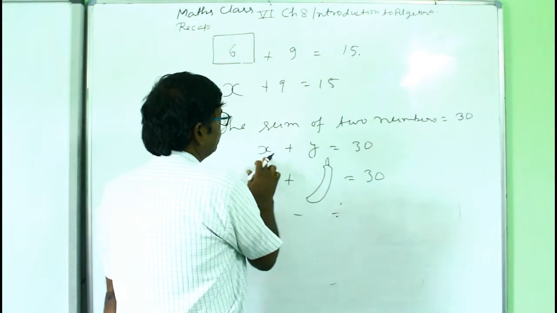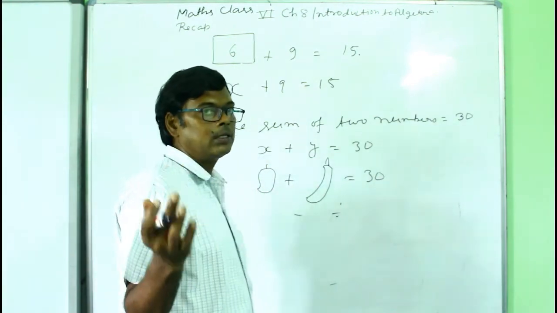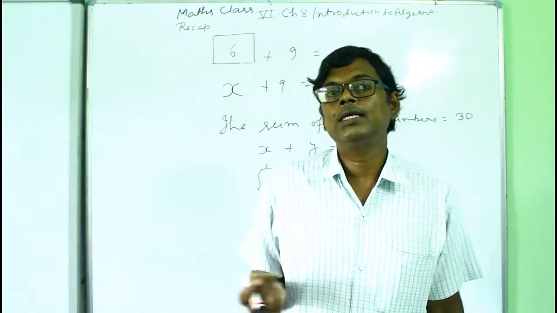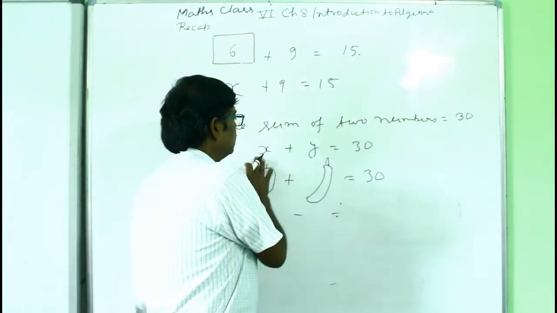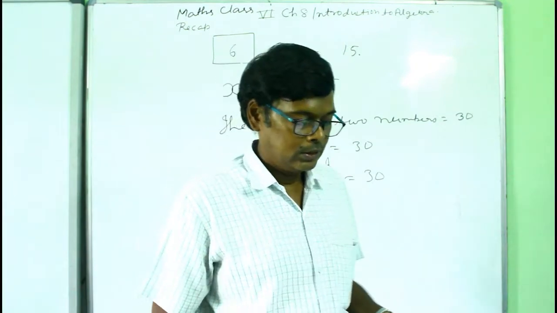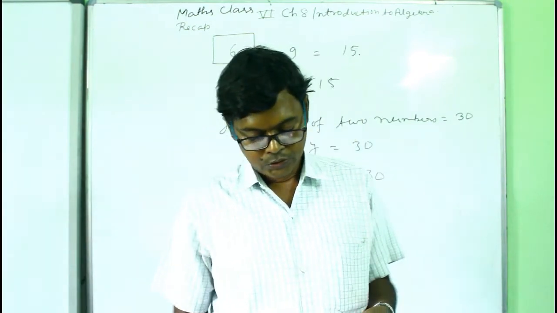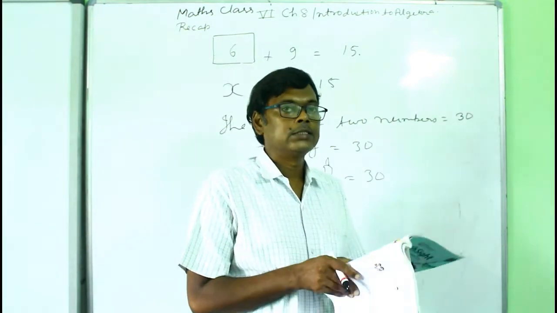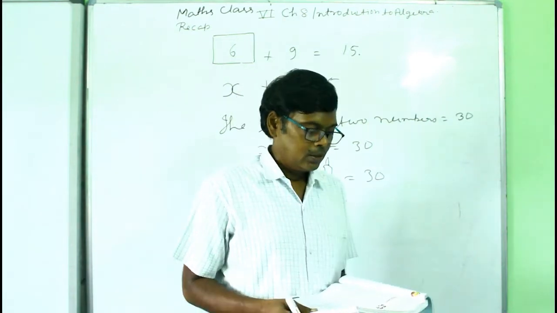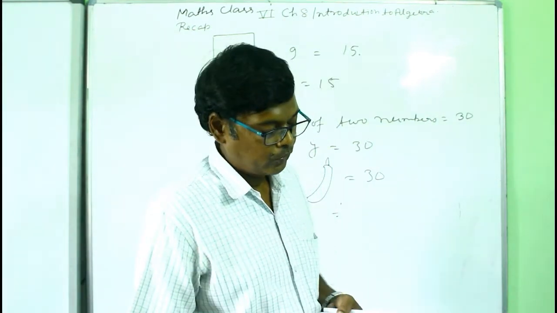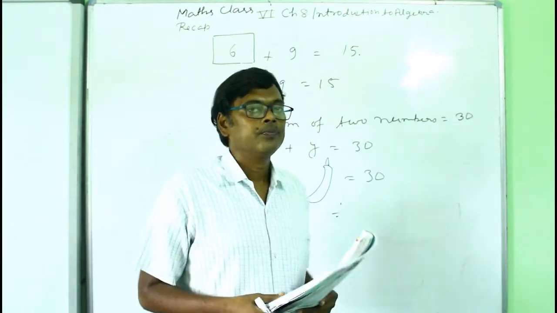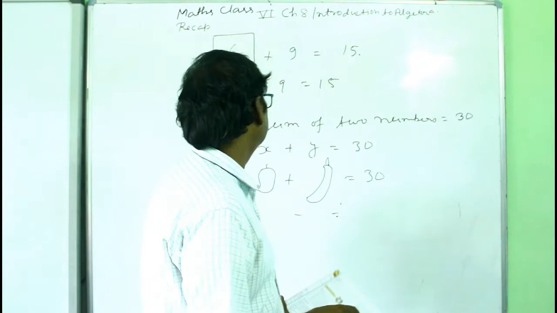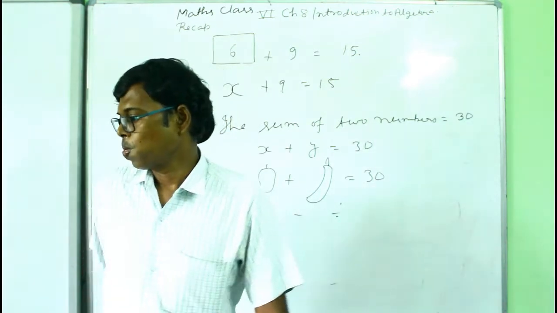So here we use the simplest letters because x and y are very familiar. We know the English alphabet. Okay, and that is why it is very easy to use these symbols x and y. So this is how it started. This is the essence of algebra. So in place of the unknown number, we write x, y, z to find out the value of those unknown numbers.